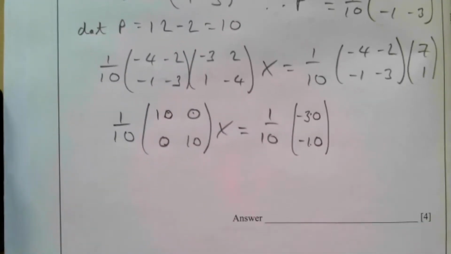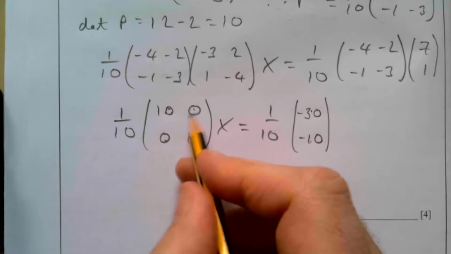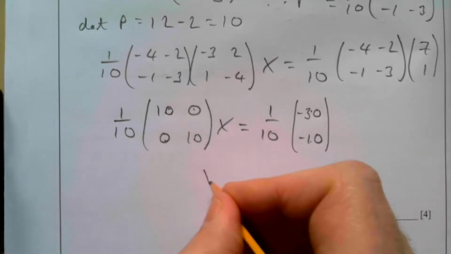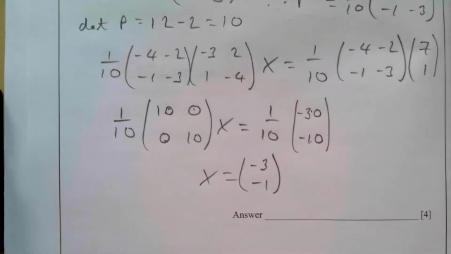So we're pretty much there. Hopefully you can see what happens here. This 10th multiplies through here to give me the identity matrix. That means this disappears, and it gives me then x is minus 3, minus 1.